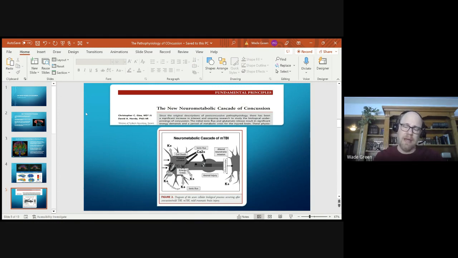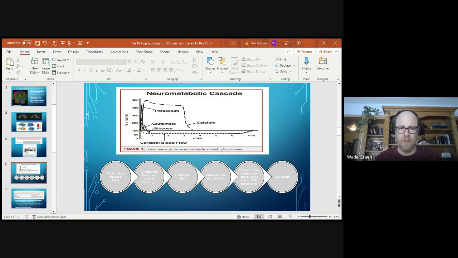Glutamate is essentially a neurochemical that regulates inflammatory response. In this case, it has also been thought to facilitate hyperactivity of the sodium potassium pump at the nerve cell and potentially exacerbate metabolic dysfunction. Okay, so a little bit more of a dive into this. We can see this with the neurometabolic cascade.